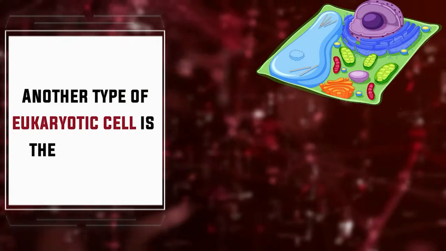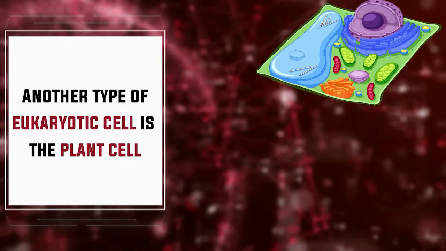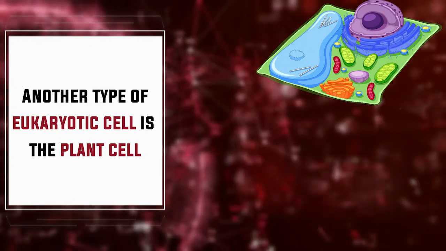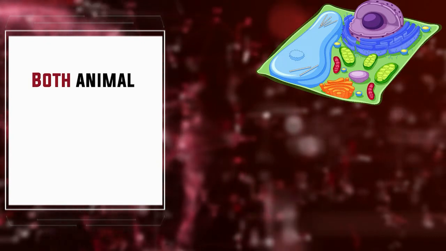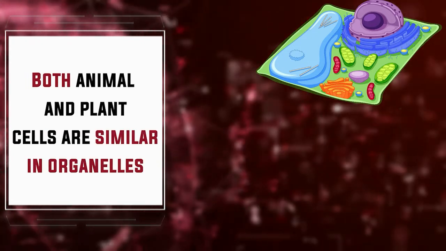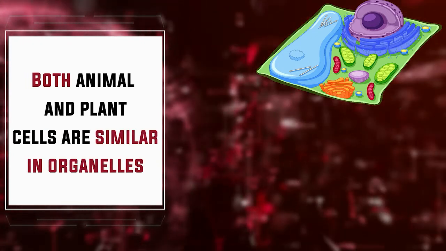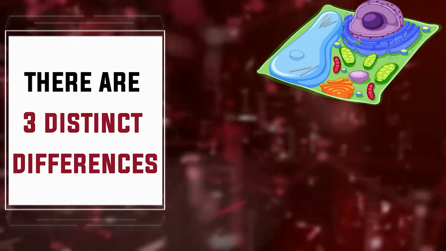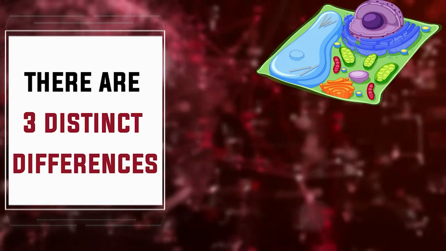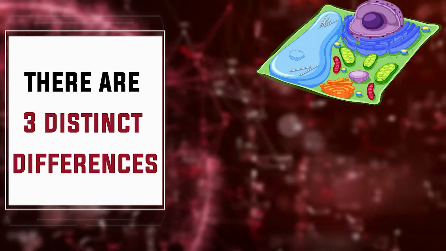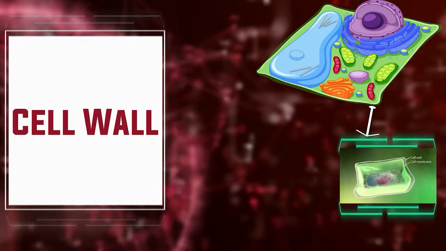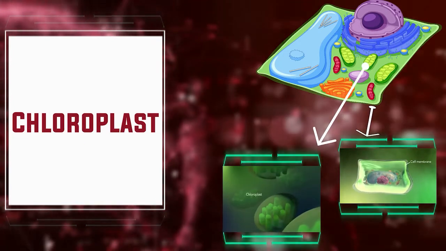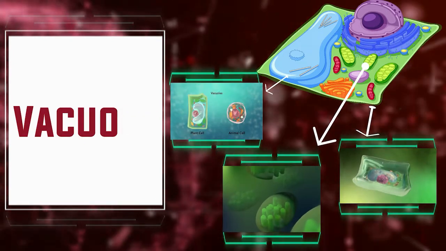Let us proceed to another type of eukaryotic cell, which is the plant cell. Always remember, class, both animal and plant cells are similar in organelles, but there are three distinct differences that can only be found in plant cells. So plant cells contain a cell wall, chloroplast, and larger vacuoles.